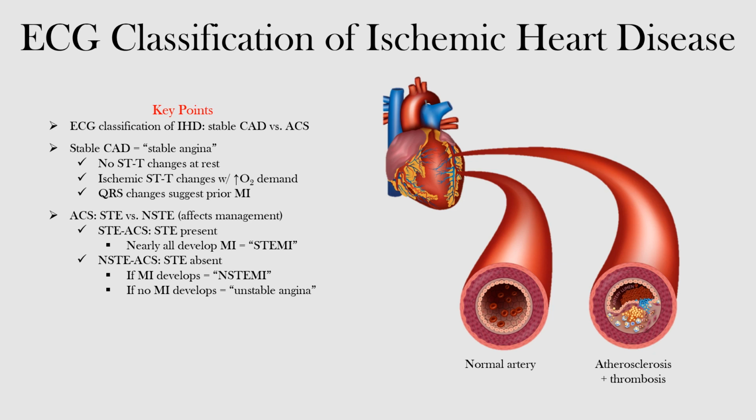Let's start with stable coronary artery disease, which may also be referred to as stable angina pectoris. This does not result in STT changes at rest. However, if the oxygen demand of the heart is increased, such as with an exercise stress test or any physical activity, ischemic STT changes would appear. So again, this is stable coronary artery disease. We call it stable angina.